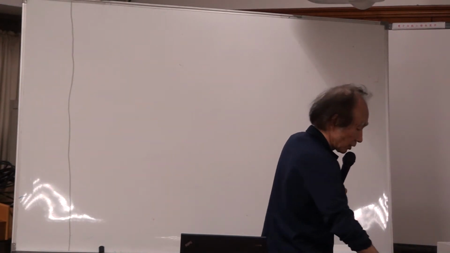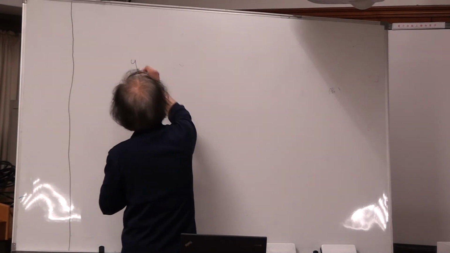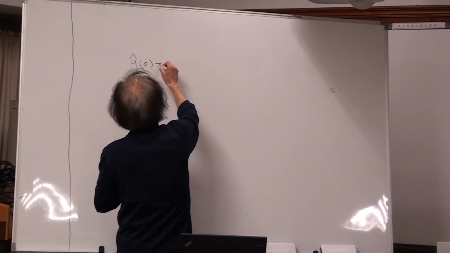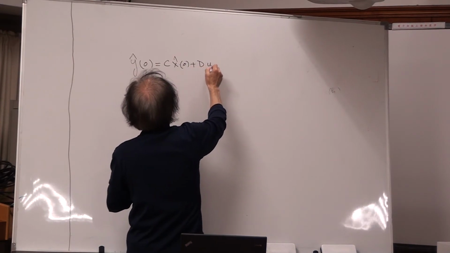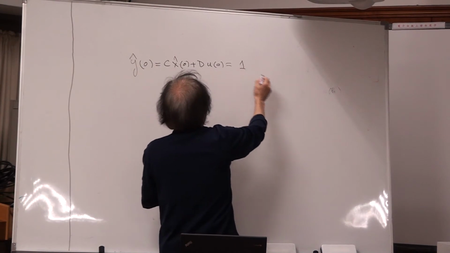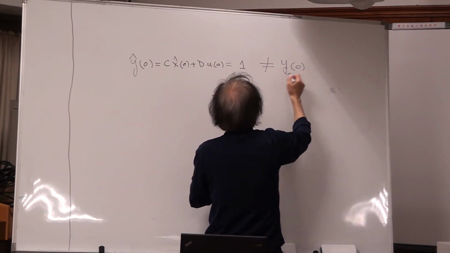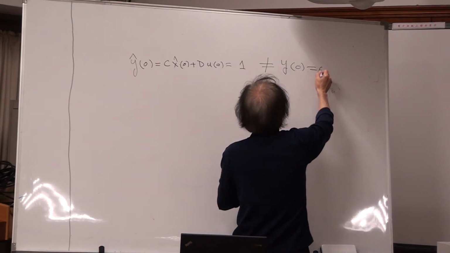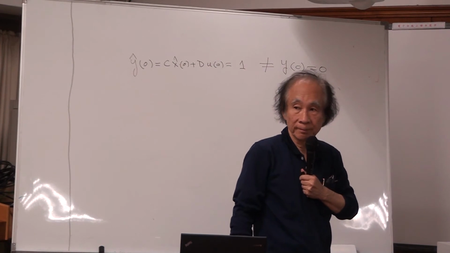So, if you look at this carefully, you find out my y hat 0 equal to cx hat 0 plus du 0, that equal to 1. But that is not equal to y0, my measurement y0, that's supposed to be 0. Agree?